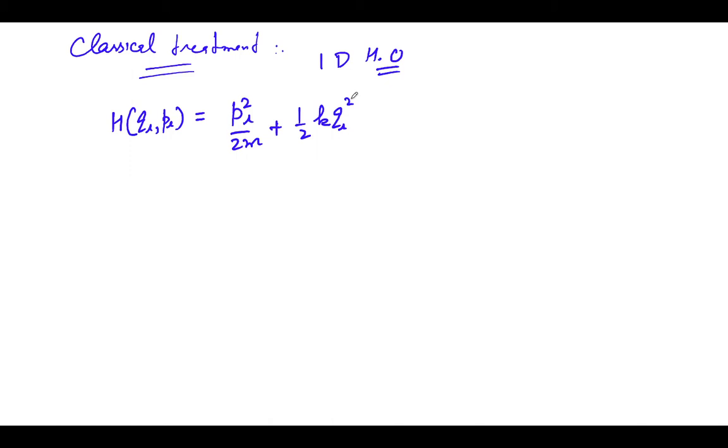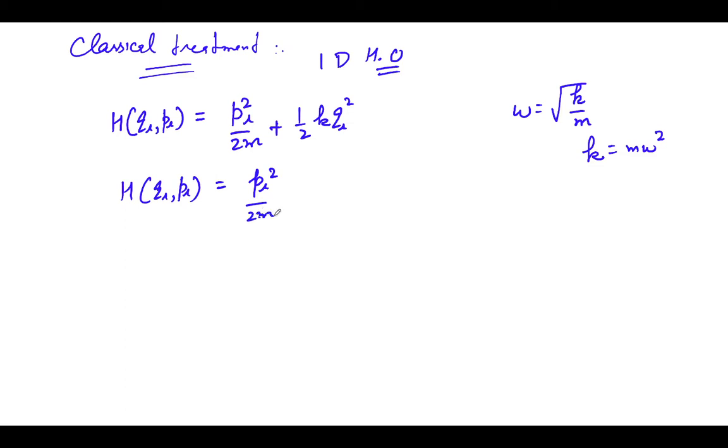Now for this harmonic oscillator we know that the angular frequency depends upon k over m, where k is known as the spring constant or force constant, which comes out to be equal to m omega square. So putting the value of k, the total Hamiltonian function for this classical treatment becomes pi square over 2m, which is the momentum term, plus 1 over 2 m omega square into qi square.